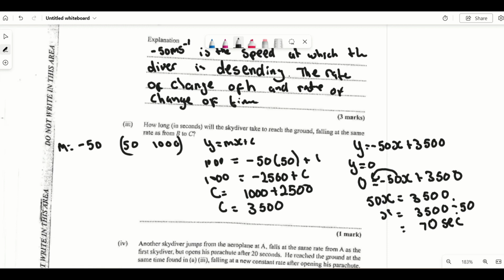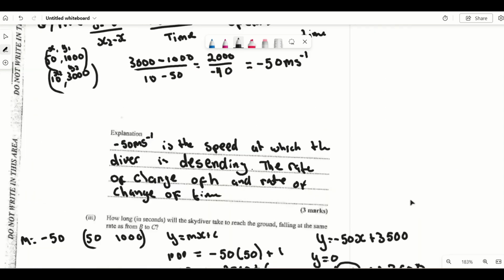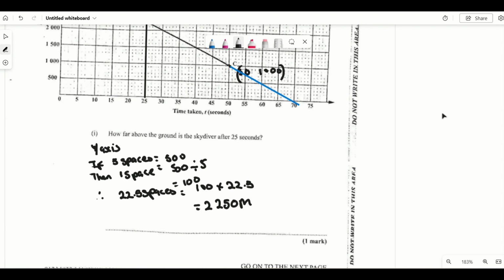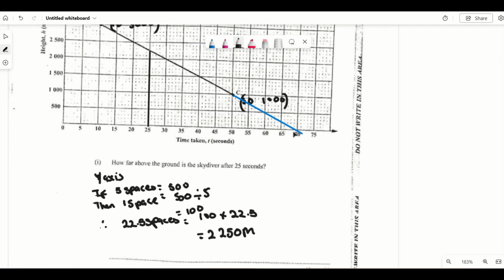So this is the second way. If this is 1 mark, guys, I don't think you should do all this working. This is a lot of working just to find out at what time they stop. So what you do is just extend the line, and you'll see that it crosses your x-axis at 70. So that means we end at 70 seconds.